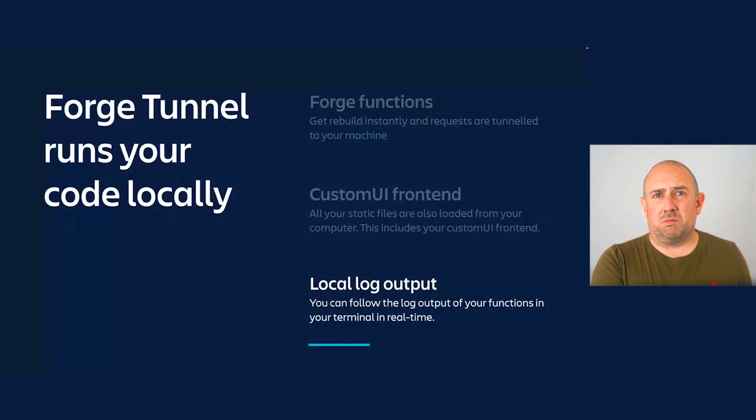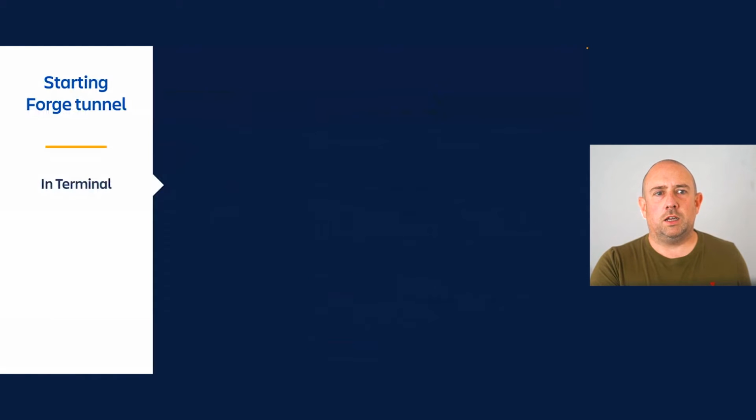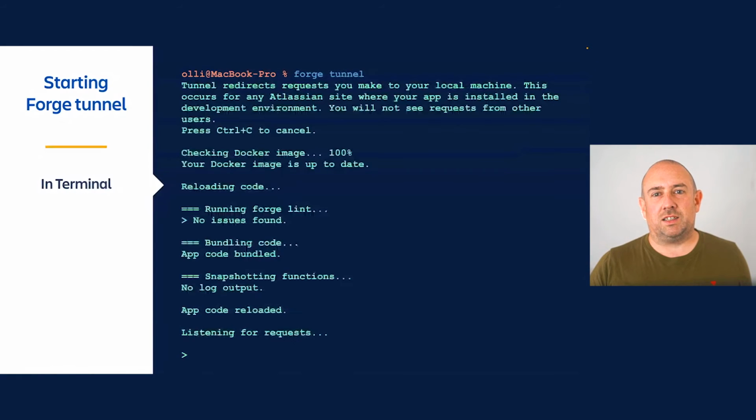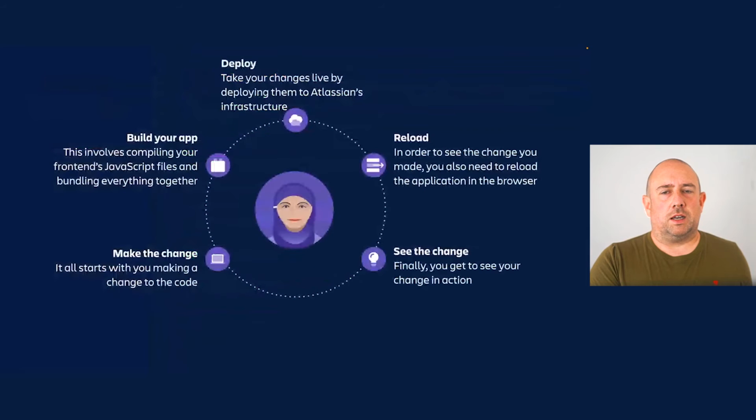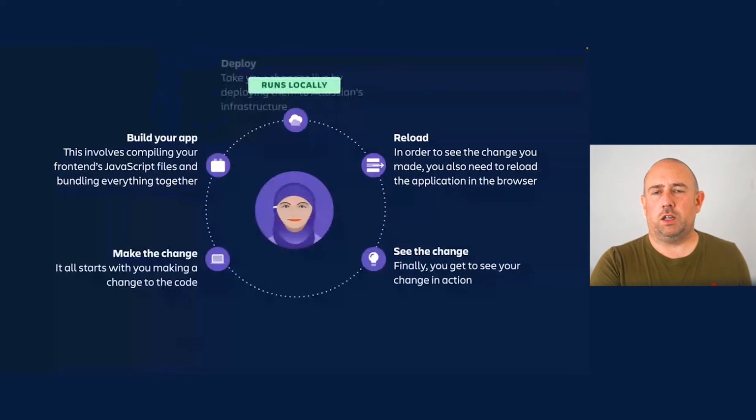So this is really cool, but how do we set it up? We start in the terminal and we type forge tunnel, and then, oh wait, that's it. It's literally all that. You type forge tunnel, it starts up, and there you go. From now on, all requests that you make to the application in development are tunneled to your laptop. Pretty cool, right? So in our development cycle, we've just eliminated the deploy step. We can do everything locally, which is really good, much better.